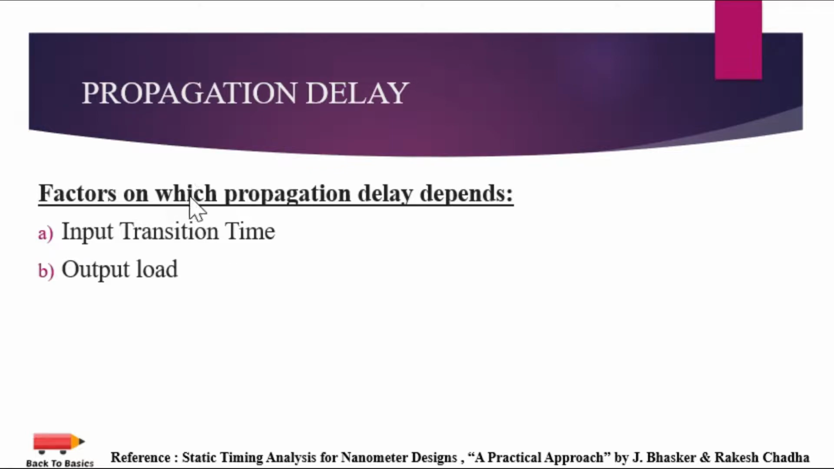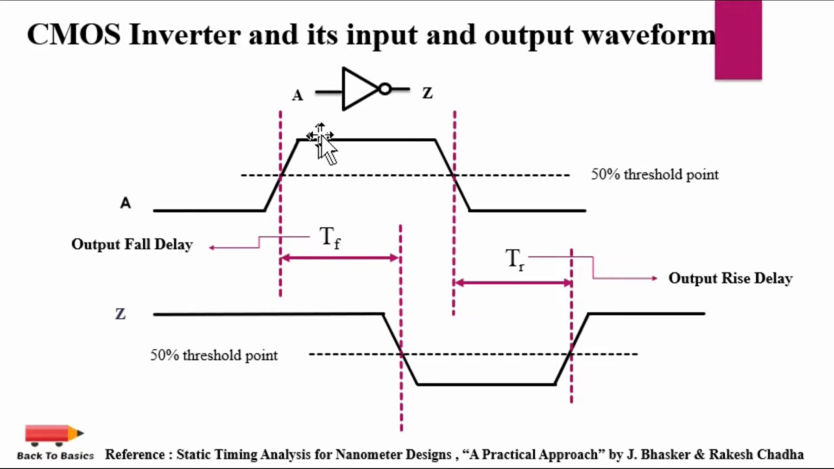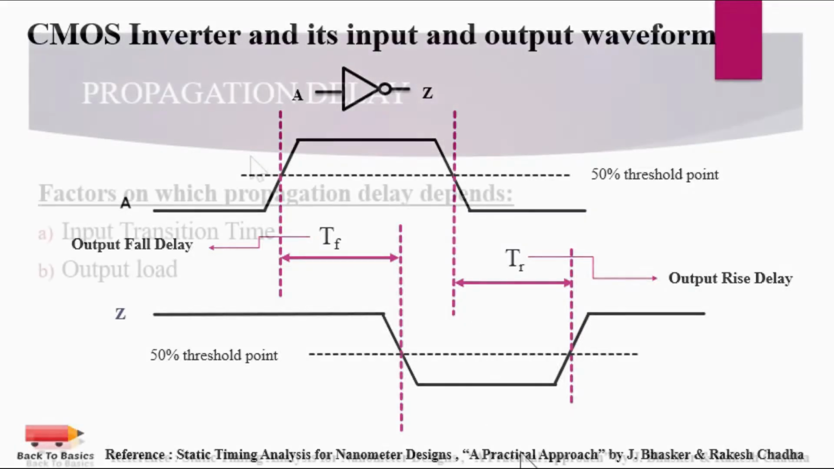And these factors are input transition time and output load. If the input transition time is more, obviously it will take more time for the input to show its effect on the output. So that's why if the input transition time is more, the propagation delay will be more. Similarly, if the output load is more, it will take more time to charge or discharge that capacitive load, and that's why if output load is more, the propagation delay will be more.